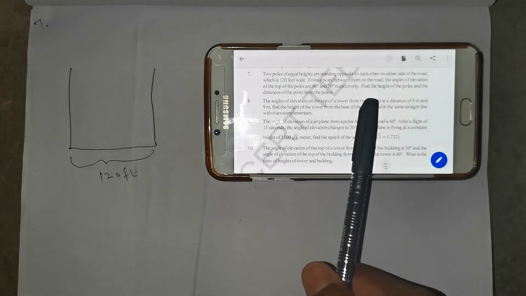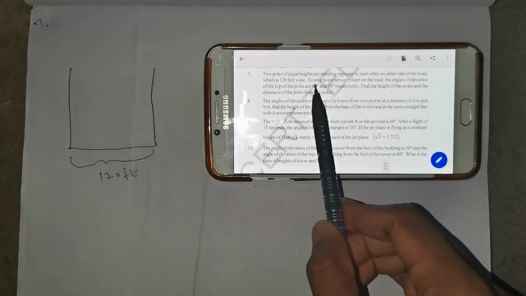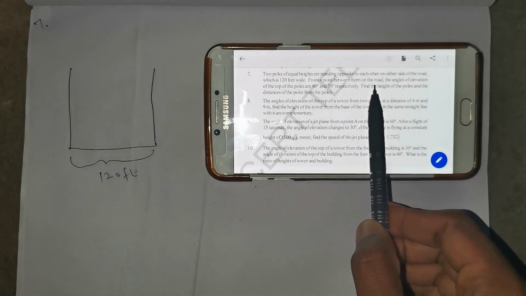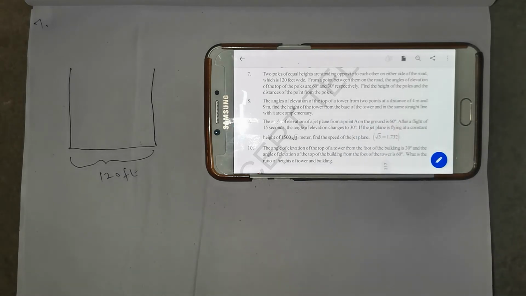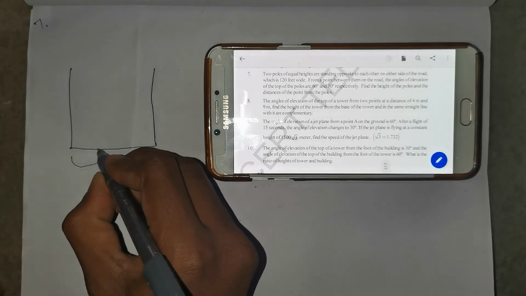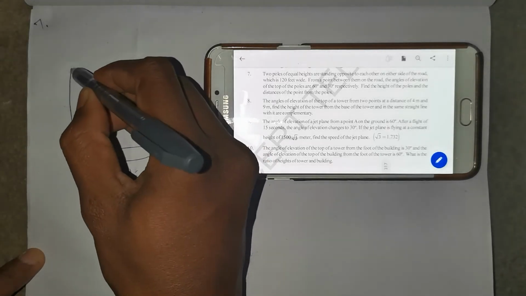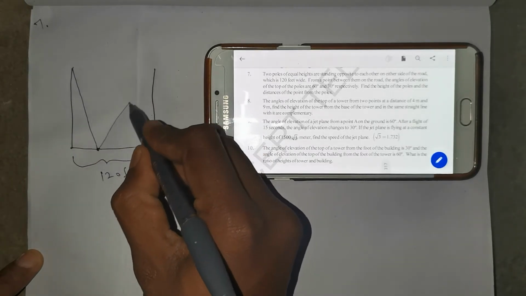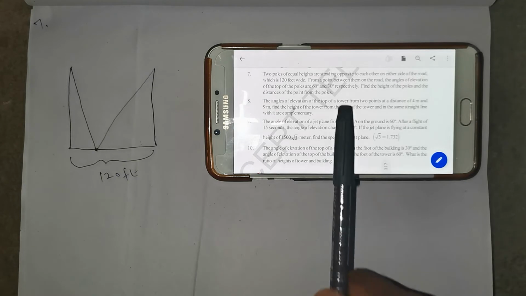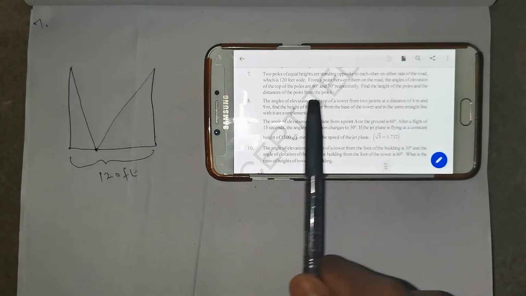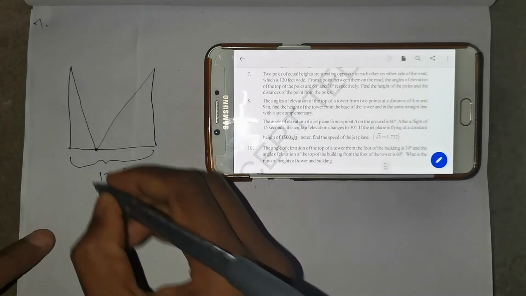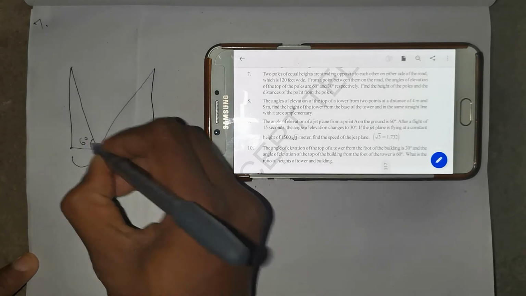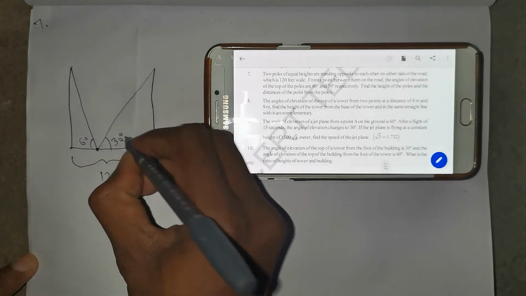From a point between them on the road. Observe this clearly: from a point between them. He is not saying that it is the midpoint, somewhere between. So somewhere, I am just keeping it here. It didn't mention that it is exactly the midpoint. From a point between them on the road, the angles of elevation of the tops of the poles are 60 and 30. So one is a 60 degree angle of elevation and one is a 30 degree elevation.